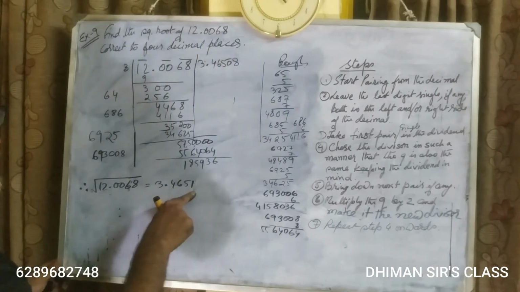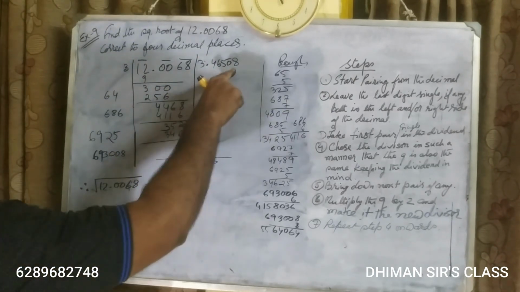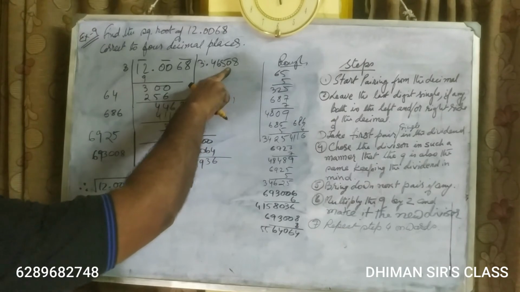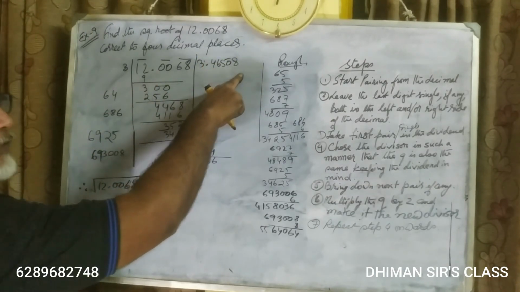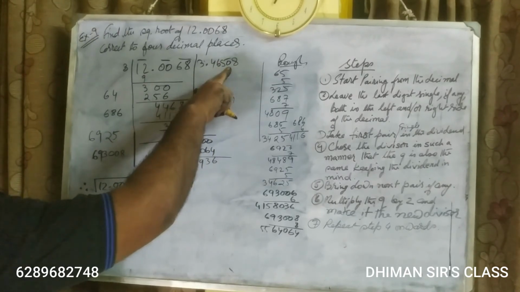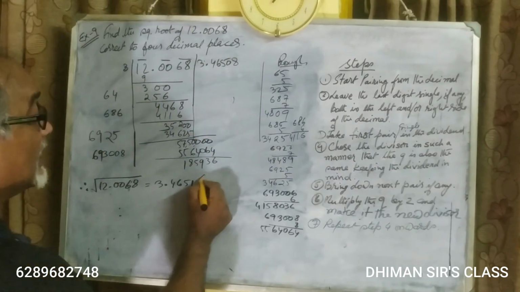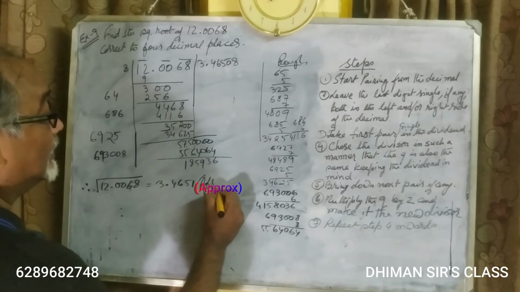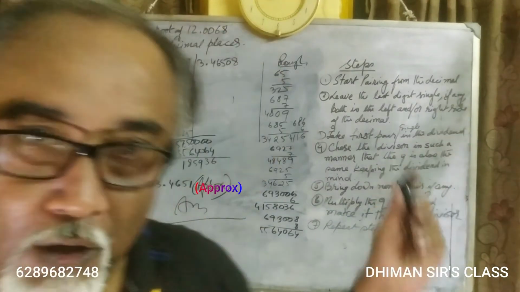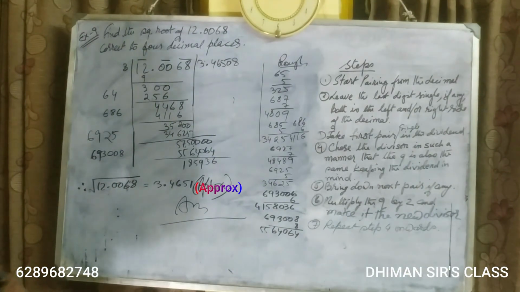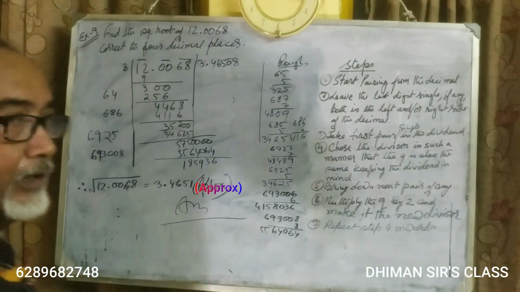We have done up to the 4th digit. What will be the 4th digit? 0 it was. But because the digit after the 4th digit, meaning the 5th digit, is 5 or more than 5, therefore 1 has to be added to the 4th digit. And that we have done. Write approx. Approx. And this is the answer. So, pause the video and copy it down. Let's move on to the next example.